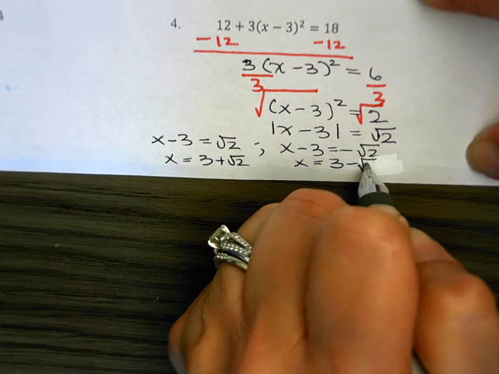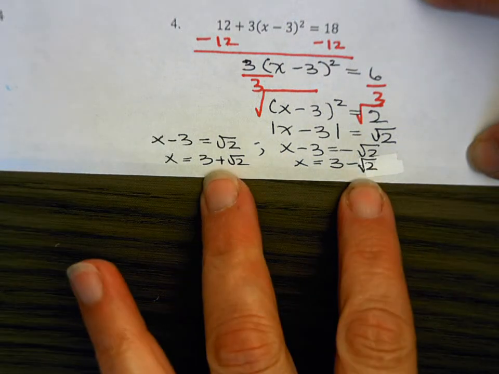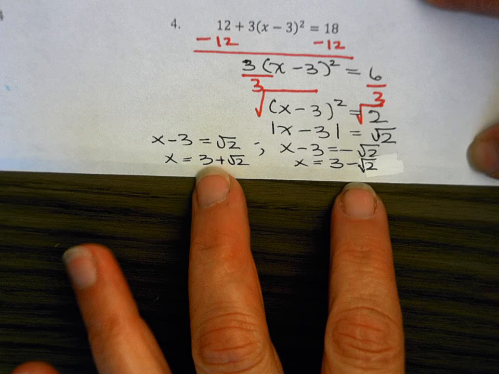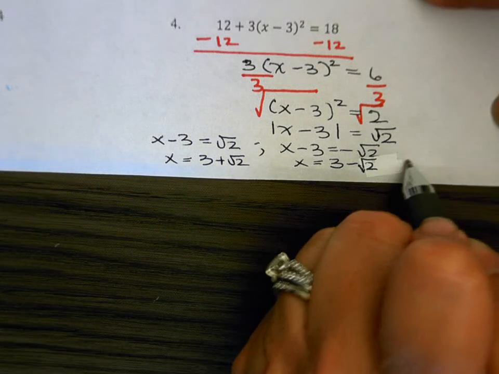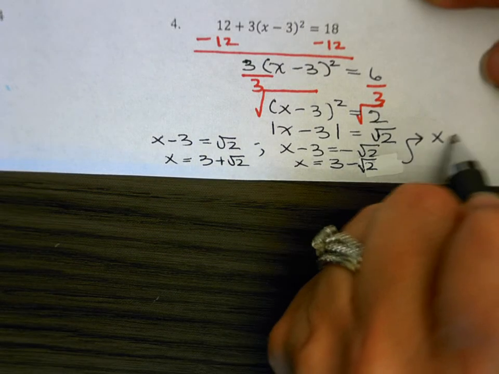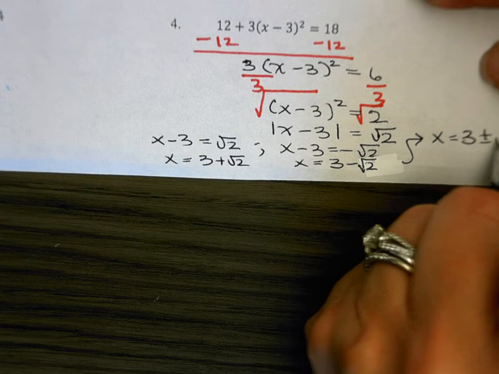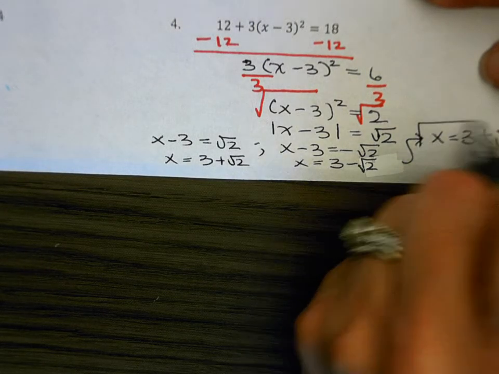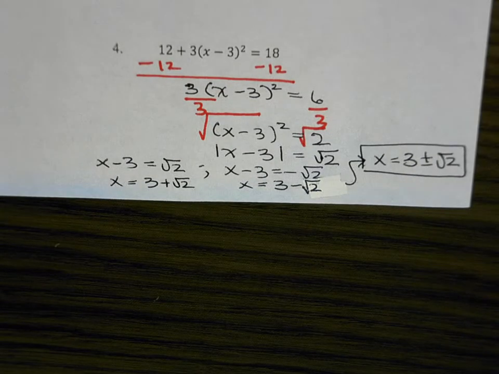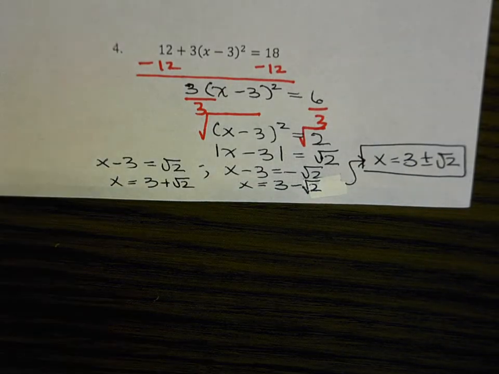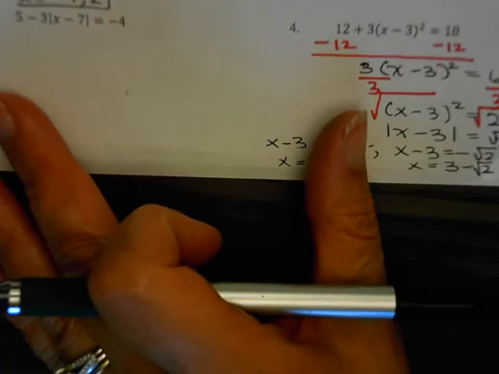And then these are conjugates, right? So I have the same terms, one added, one subtracted. So I could also write my answer as 3 plus or minus root 2. Okay. All right, so then I'm going to backtrack to number 3. So we're going to take a look at that one.